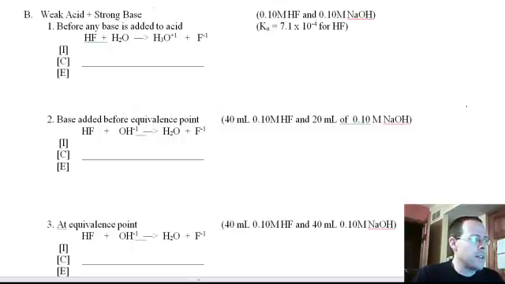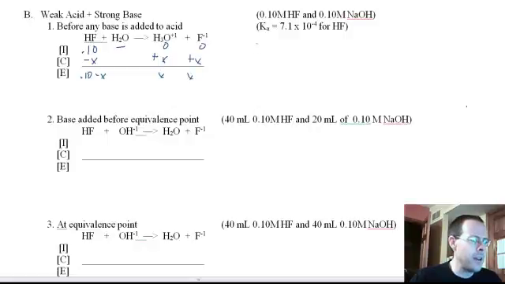So again, before any base is added, we have 0.1 molar HF. Water doesn't matter. We have no hydronium, no fluoride. And this is not going to completely dissociate, so it's going to be minus x. We're going to have plus x and plus x. And then at equilibrium, we're going to have 0.1 minus x. We're going to have x and x.